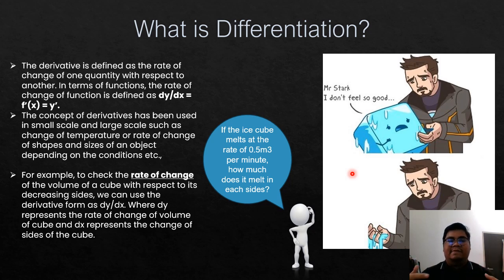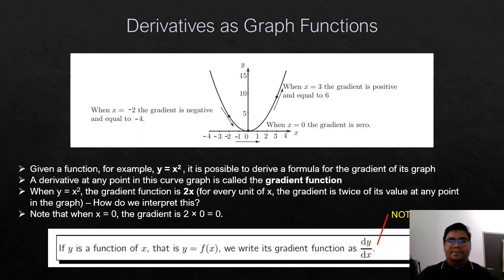Now, the concept of derivative has been used on small and large scales, such as temperature or rate of change of shapes. For example, an ice cube melts at a volume of 0.5 meter cube per minute, but how much does it melt on each side every second? This is some of its application in real life, and this is where we apply the derivative. For example, to check the rate of change of the volume of a cube with respect to its decreasing side, we can use the derivative form dy/dx. We will get more into this later.